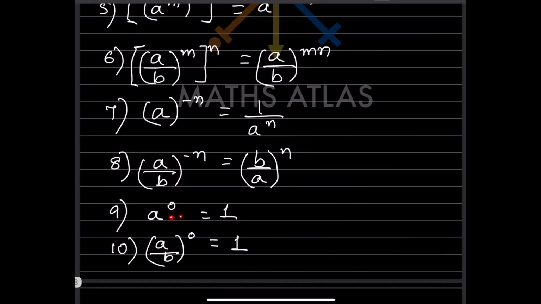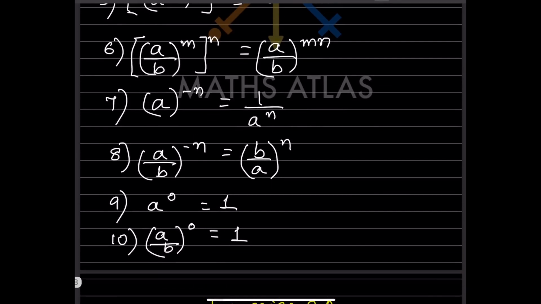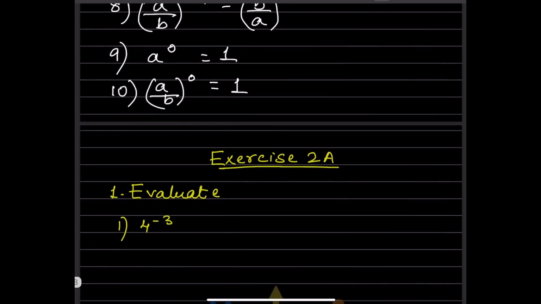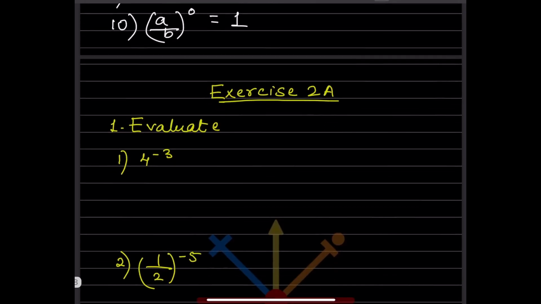And anything raised to 0 is 1. Even in a fraction, a by b raised to 0 is 1. And actually, when we write 2 raised to 3, it is the repeated multiplication. We multiply 2, 3 times. So if somebody asks you what is exponent, we can say exponent is the repeated multiplication. Now let us see the exercise, and wherever possible I'll give the explanation on that one.